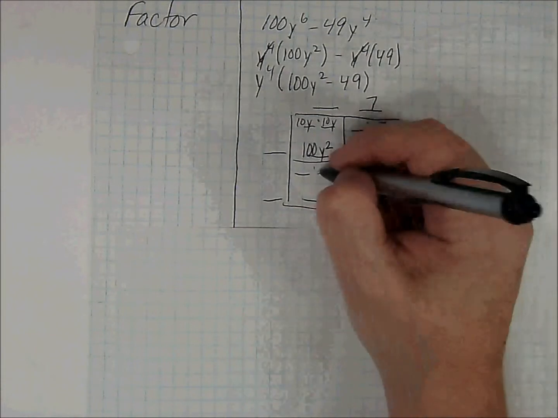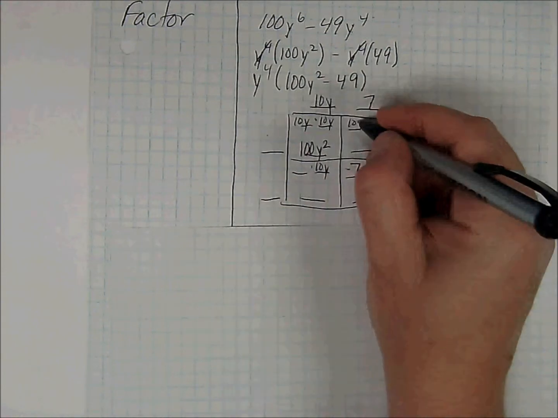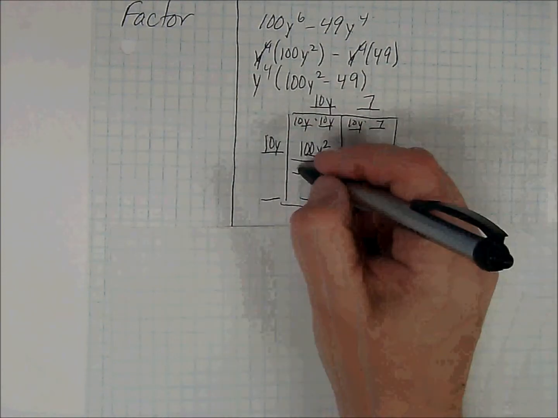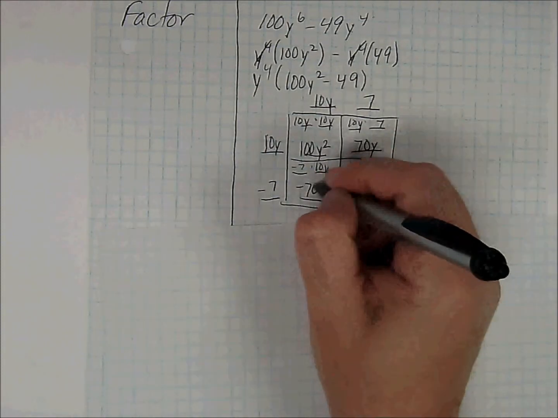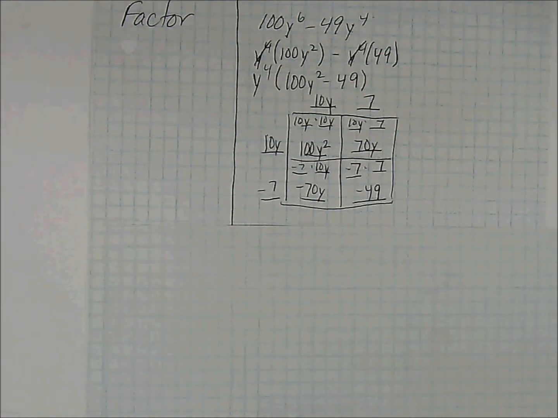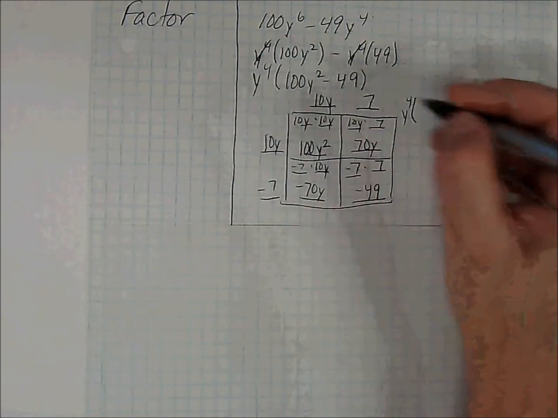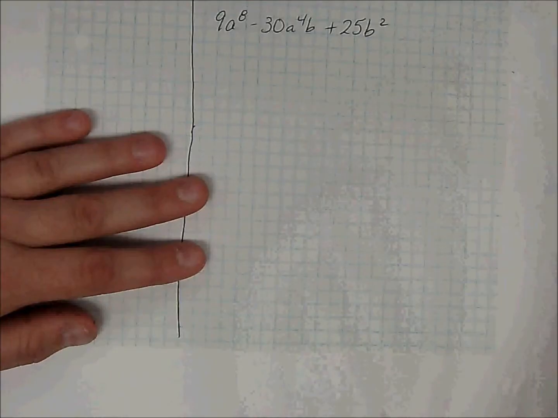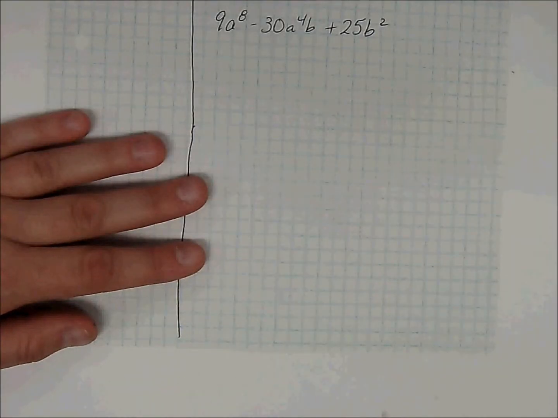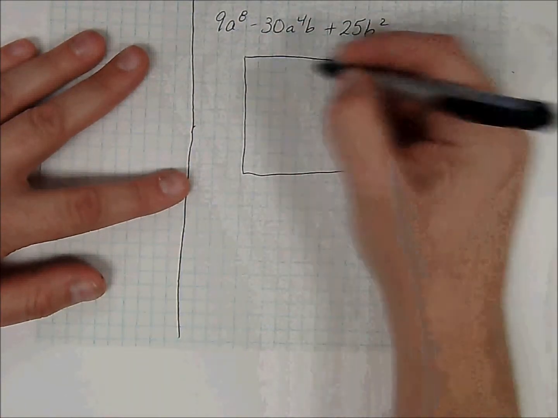It's the difference of 2 squares, so I'm probably looking at some stuff about squares, 10y and negative 7. And so in this box, I get 70y. I get negative 70y, and when I subtract those two, I get the 0. So now I'm looking at y to the fourth first, and then 10y plus 7, 10y minus 7. Is there anything we can take out of all three? Not that I see. So we know we have 3 terms. We look for a box.